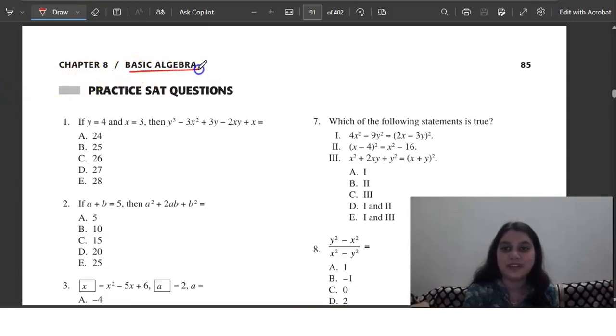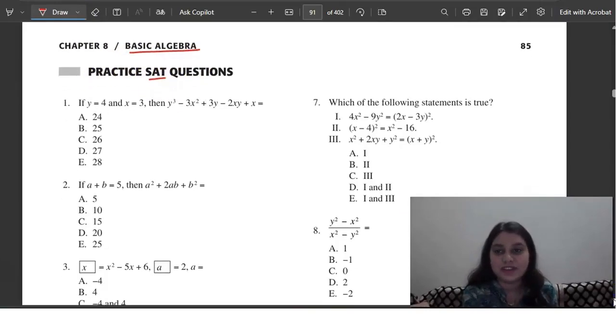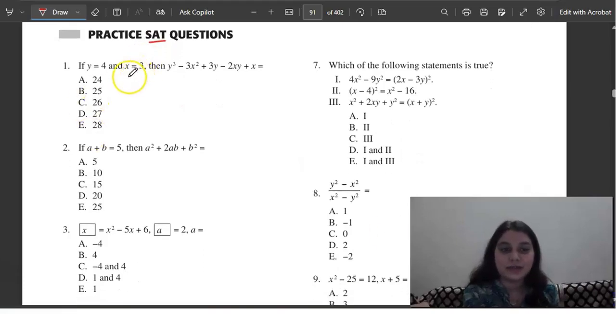Hello, we are going to do basic algebra today. We are going to try the first 10 questions of this practice SAT questions. The first question. And you all can also grab your pen and see how much time you take to solve these. y equals 4, x equals 3.